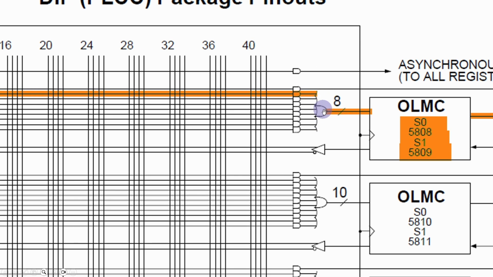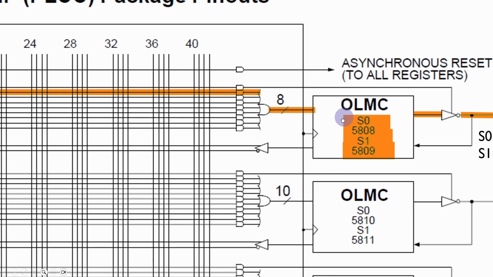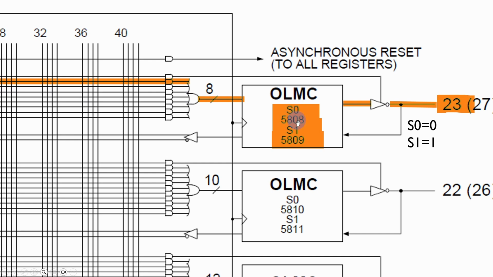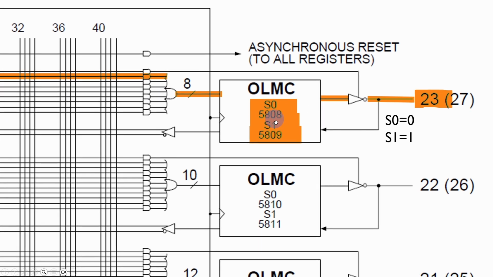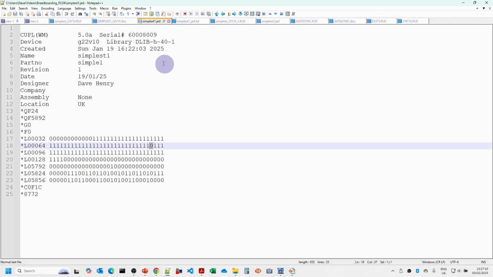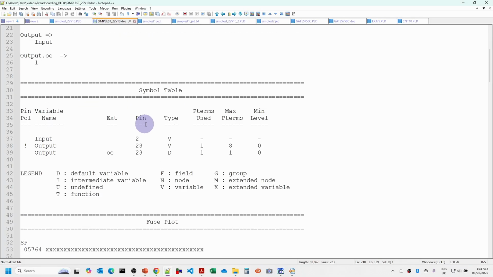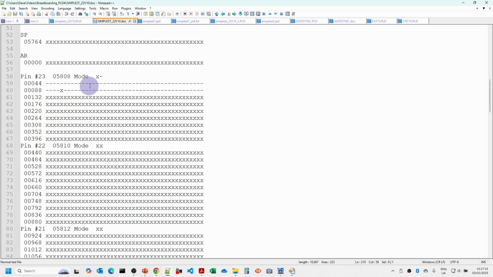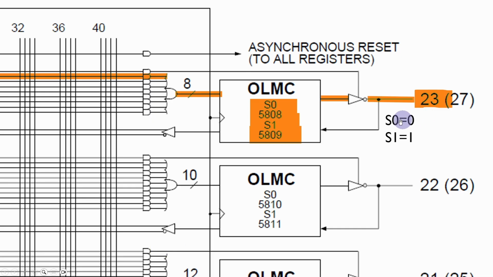So this is coming into our OR gate and will then go through our output logic macro cell. Now, as I said, the values on here we'll check in the documentation file. If you look at the doc file, we can see that in fact S0 is 0 and S1 is 1, because that's what the mode is in this particular output here.